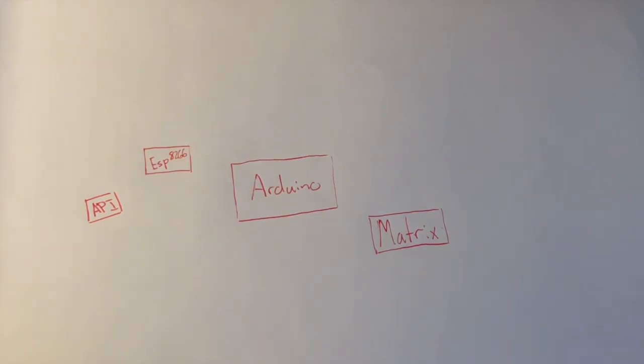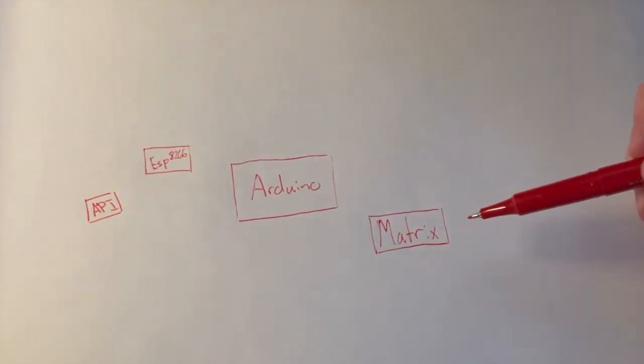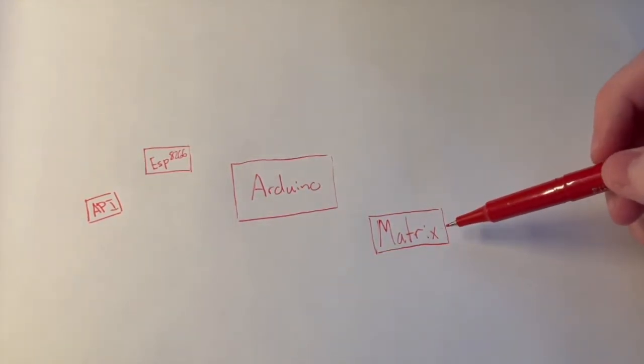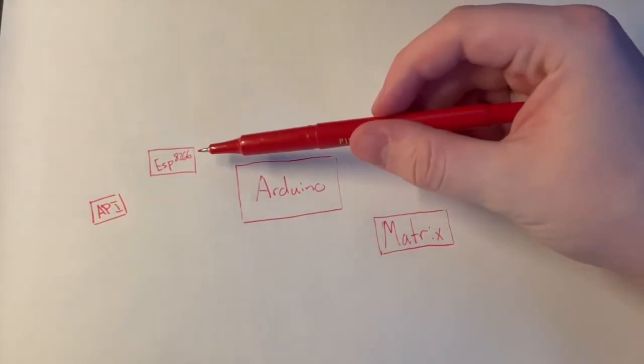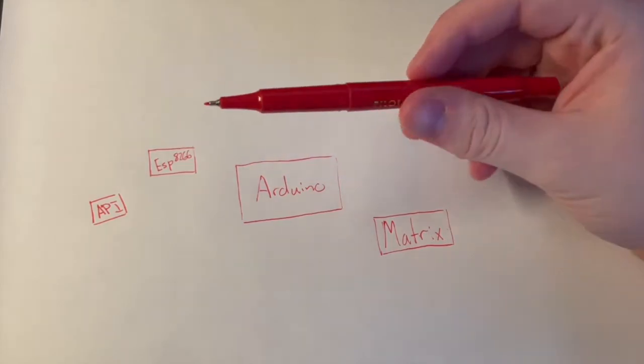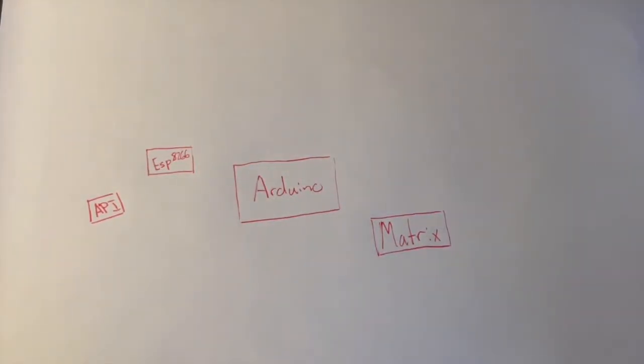So the way this project worked, or should have worked, is I had 4 components here. The matrix is the display, the Arduino is the microcontroller, the ESP8266, that would be a Wi-Fi connection, and then an API, which gives me data that I can parse through and display what I want.